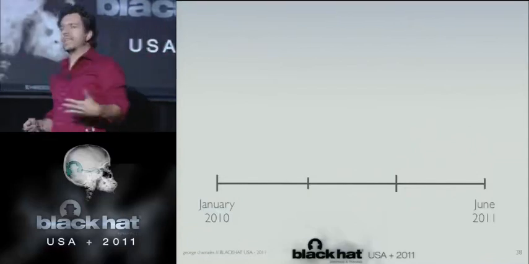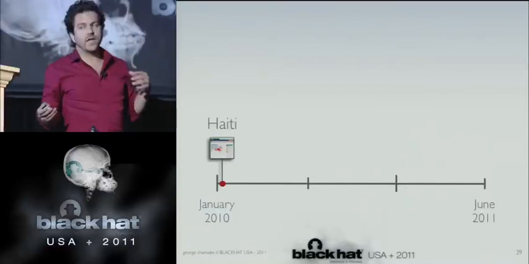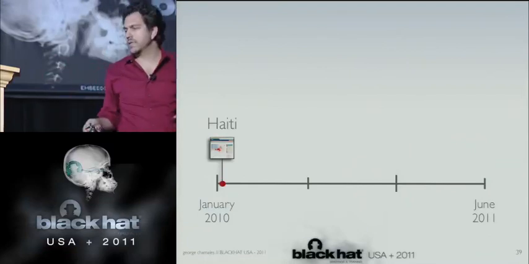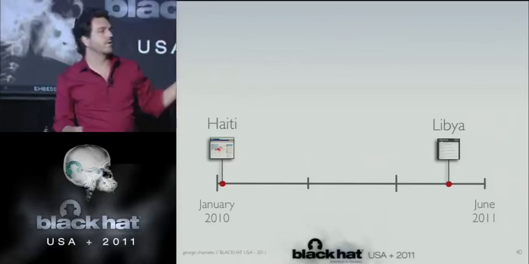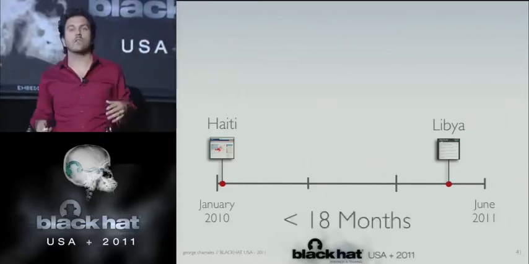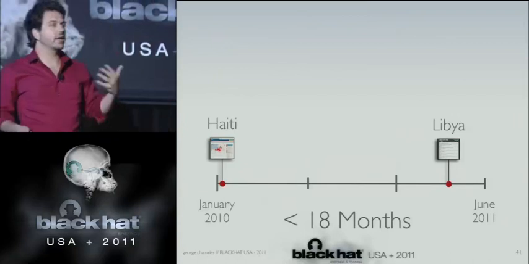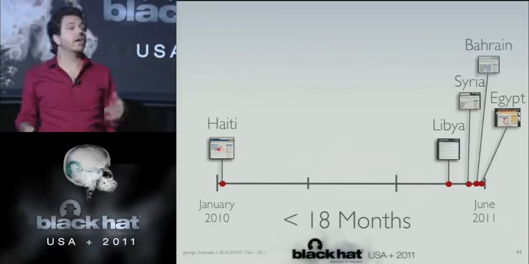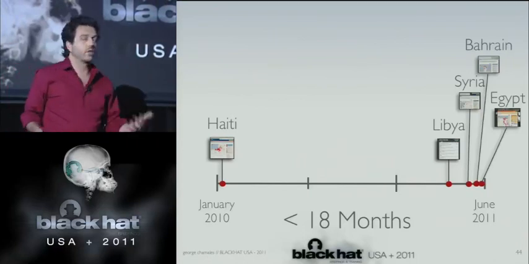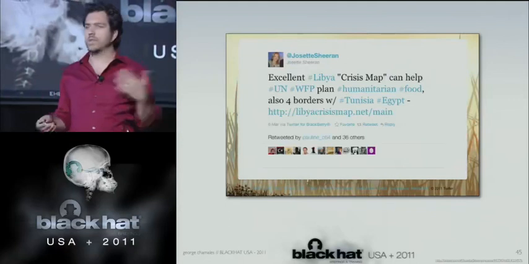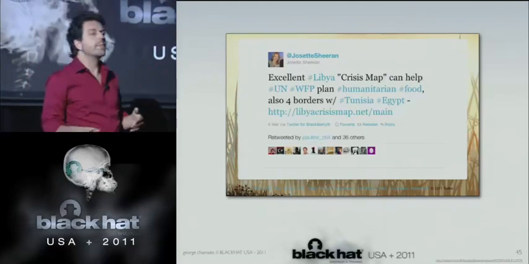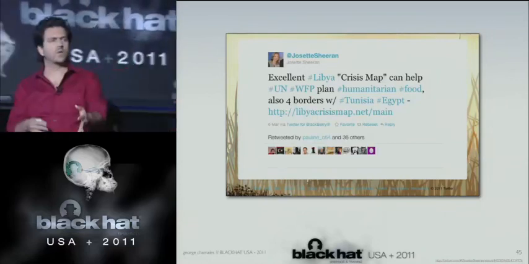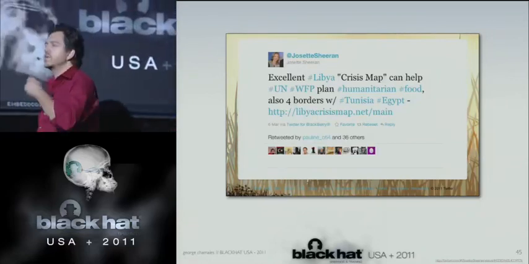And so when you look at the timeline for this technology, you see the major watershed moment was Haiti, where we had the big Haiti deployment in January of 2010. And now we have Libya, so we've gone from earthquake to war zone in less than 18 months. And this appears to be an increasing trend. There are now active deployments taking place in Syria, Bahrain, and Egypt. The good thing about the growth and the progress of this technology is that the big players, the major groups, are beginning to catch on. This is a tweet from the head of the World Food Program saying, hey, this Libya crisis map thing, that's pretty cool. It's the future of aid response, very, very useful.